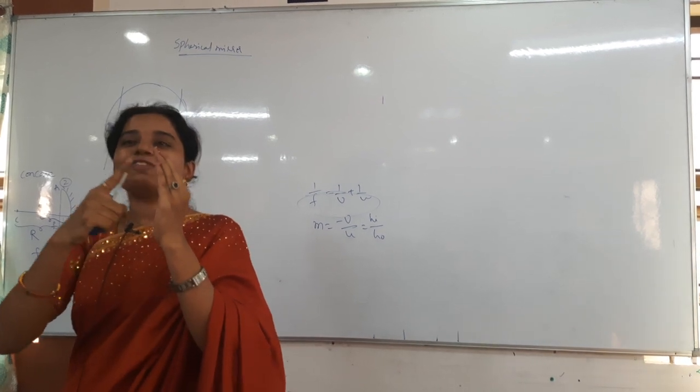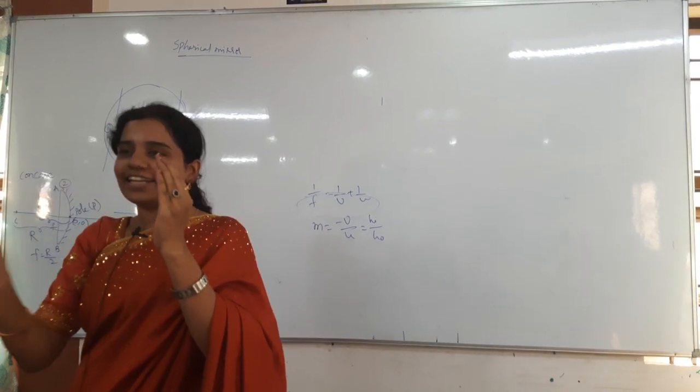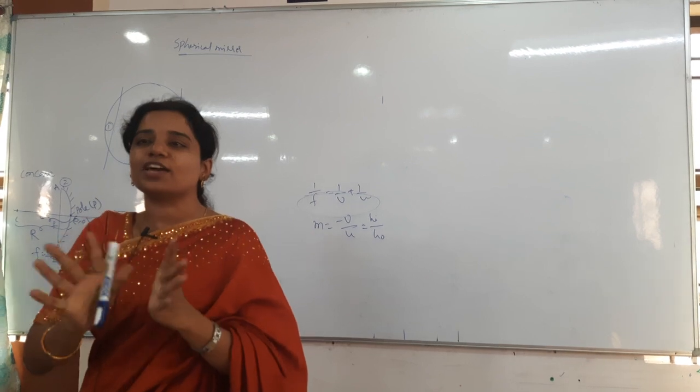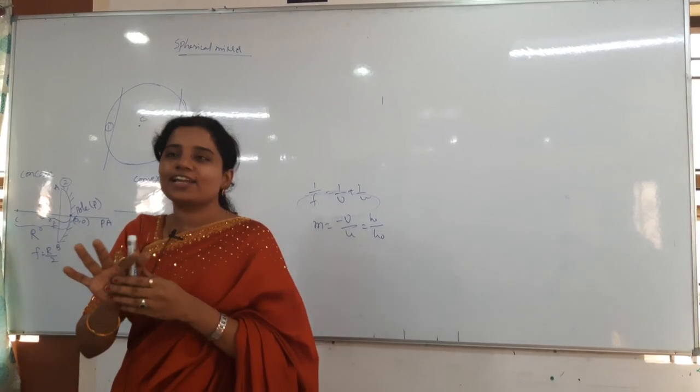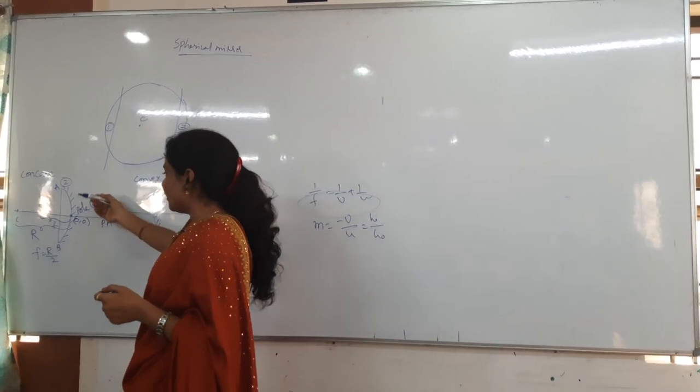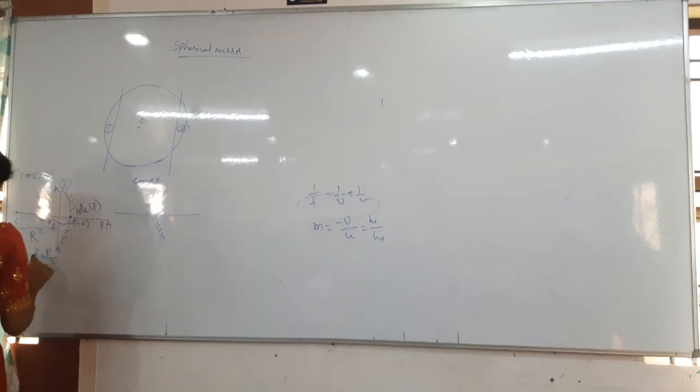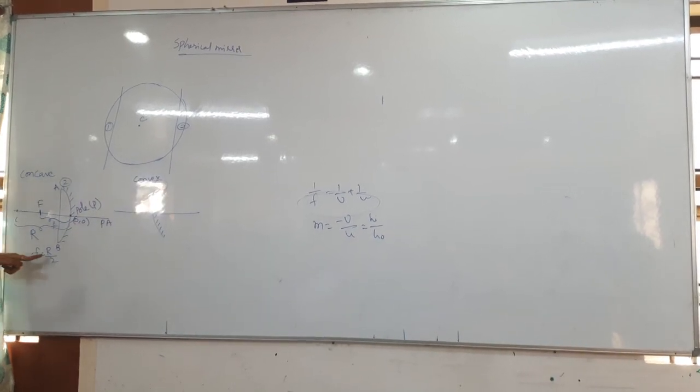So the distance between the pole and center is known as the radius, and the distance between the pole and focus is the focal length. Okay? Right, that is about the small definitions. And then always the focal length f is equals to what can I say? r/2, half of the radius only.